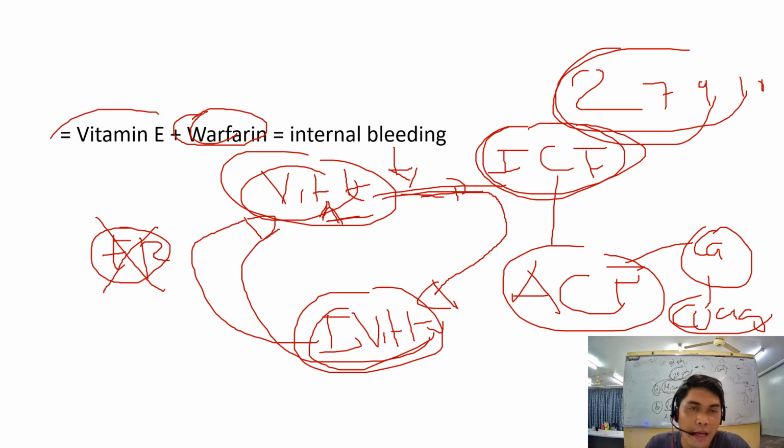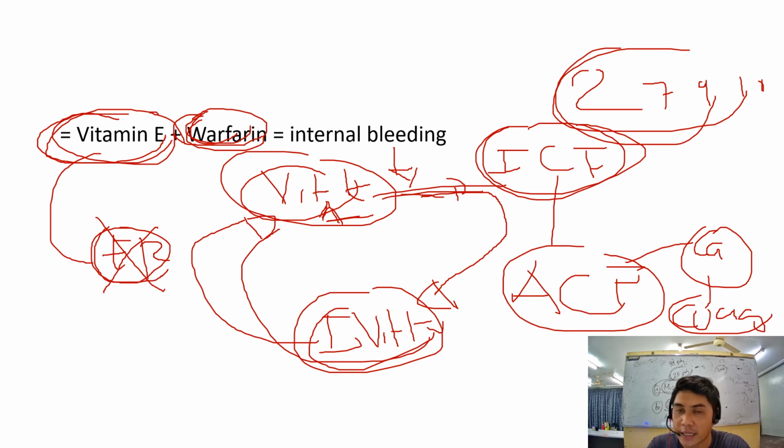Now, if you're doing warfarin medication and you add vitamin A supplementation, that's very bad. Why? Because vitamin A has the same effect as warfarin. It inhibits epoxide reductase. So you have two factors instead of one. It can cause internal bleeding, because warfarin is already a potent drug in inhibiting epoxide reductase, and when you add vitamin A supplementation, the effect is severe. It can cause internal bleeding. So you need to avoid using warfarin and vitamin E supplementation at the same time.